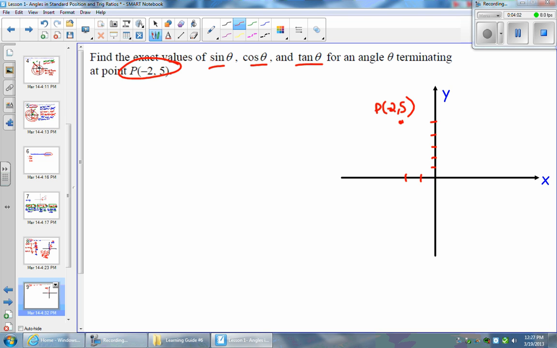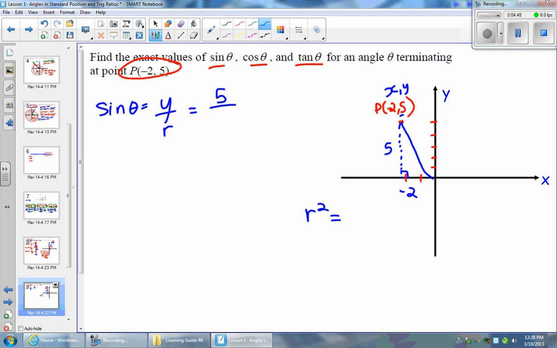Okay, so using that point, we're going to create a right angle triangle. So here's my terminal arm, terminating in quadrant 2, and here is my right angle triangle. So remember, my point is (x, y). So my x side is going to be -2, and my y side is going to be positive 5. Okay, so let's go back to each of these ratios. My sine theta, using the formulas I reviewed in my last lesson, sine theta is equal to y over r. Our y value, we know it's going to be 5, but we don't know what the radius is, or our hypotenuse in this case. So we need to find that r value first.